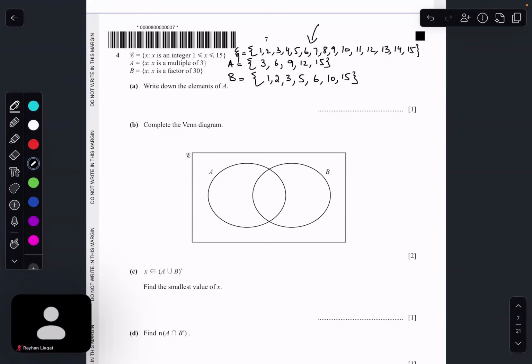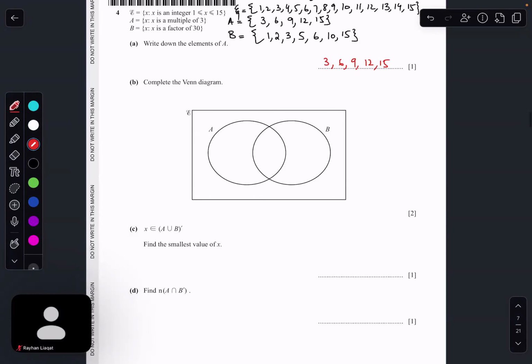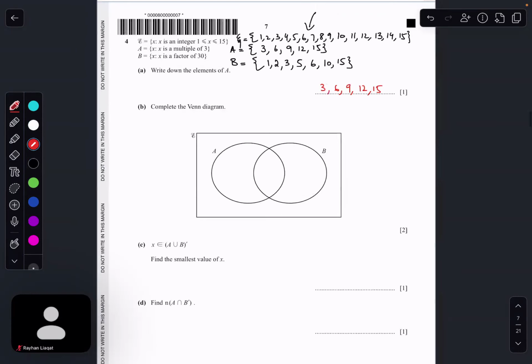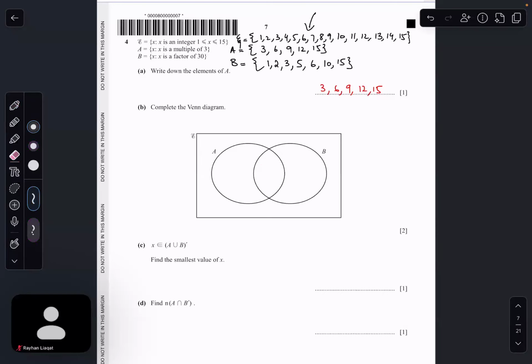Okay. Write down the elements of A. Elements of A you have got, you can just write it as it is: 3, 6, 9, 12, and 15. Okay, complete the Venn diagram. To complete the Venn diagram, we start with the most common. Most common means this area, the intersection part. So what is common between A and B?